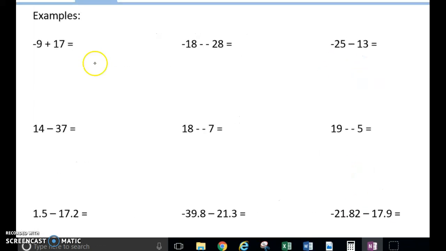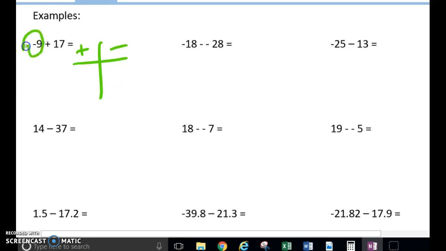Okay, on our first problem here, we're going to set up our scorecard method. So we have a positive side and a negative side. Then we're going to go through and find out which one is which. So this 9 has a negative, so it is scoring 9 points for the negative team. And you notice I don't put the negative down, I just put the 9 because that's how many points it is. Then the 17 is positive, so we are scoring 17 points for the positive team.